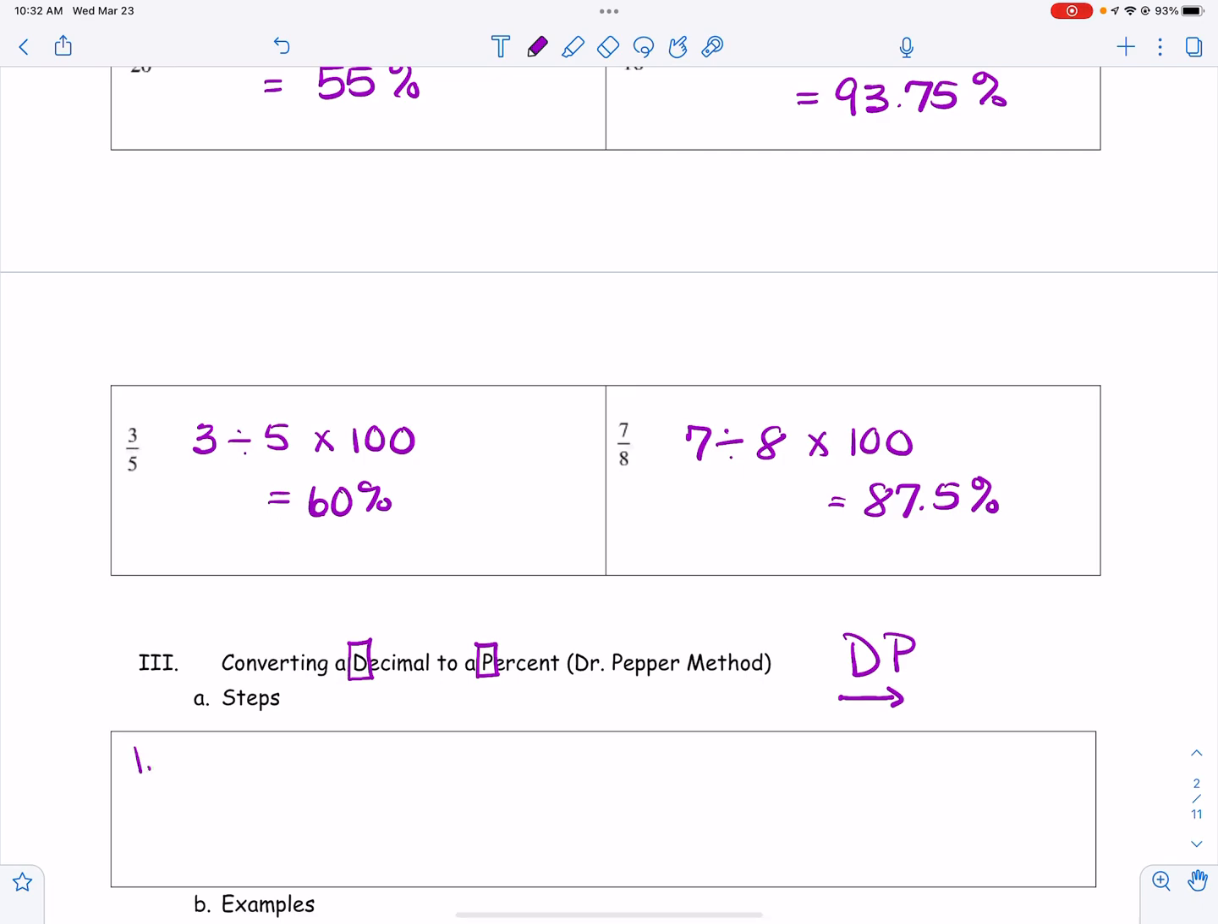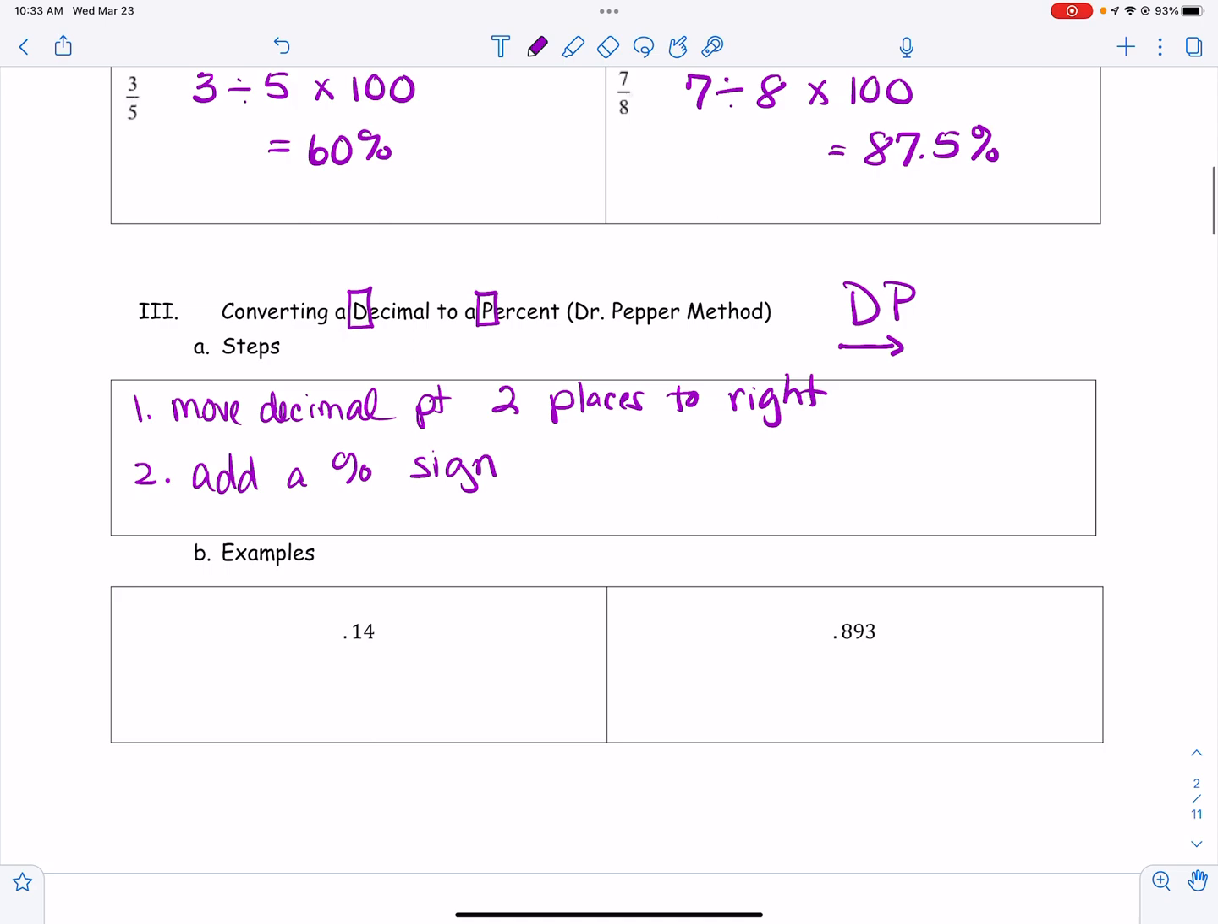So my steps: move decimal point 2 places to the right. And then we will add a percent sign. So, for example, 0.14, if I see the decimal point, which I should see the decimal point, I will go 1, 2, put it there, and that gives me 14%. Now, I don't have to put the decimal point after the 4. I will just write 14%.